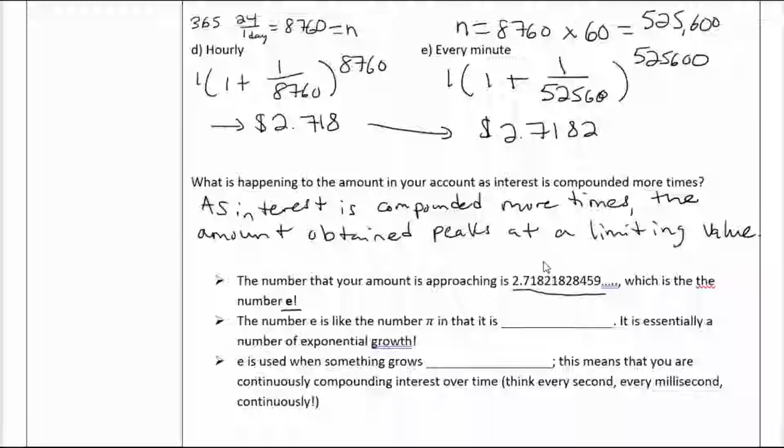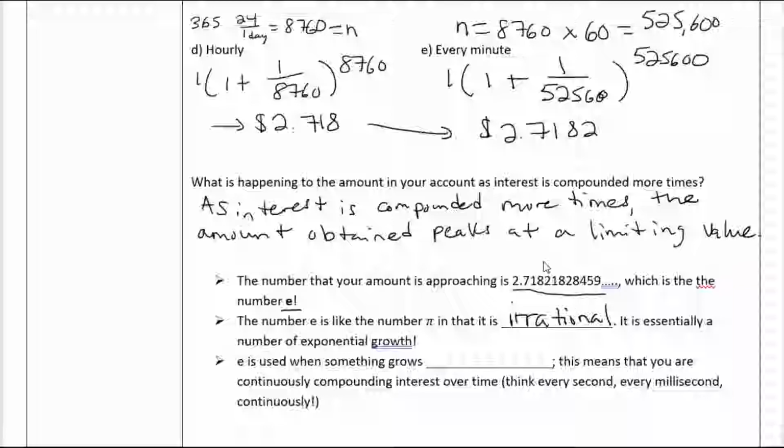So the number E is like the number pi in that it is irrational. Irrational means that you can't convert it into a fraction, because the numbers don't have a pattern. They go on forever, and there is no set pattern that you can use to write as a fraction. So that's what we call irrational. Remember, rational means fractional, which means it can be converted to a fraction. This is irrational, so it can't be converted to a fraction.